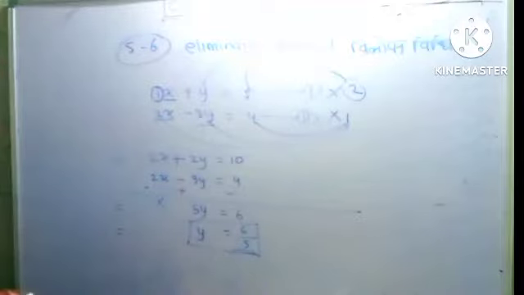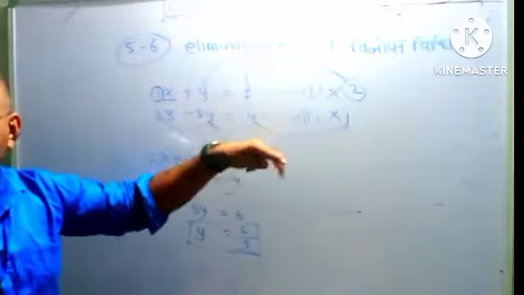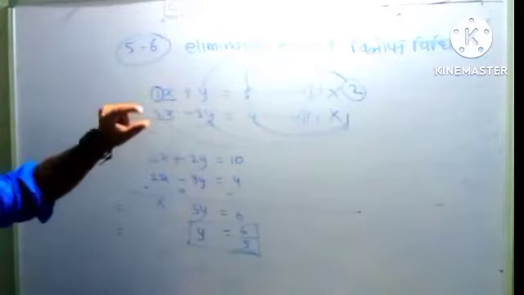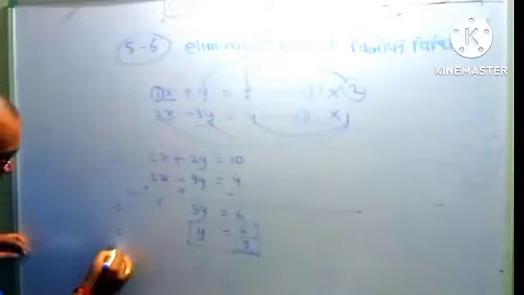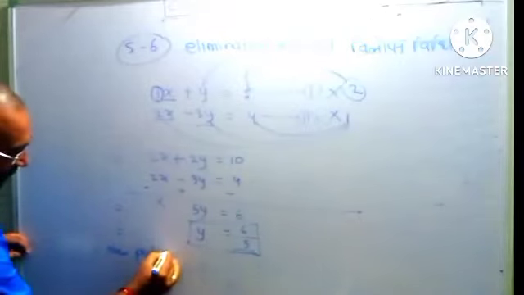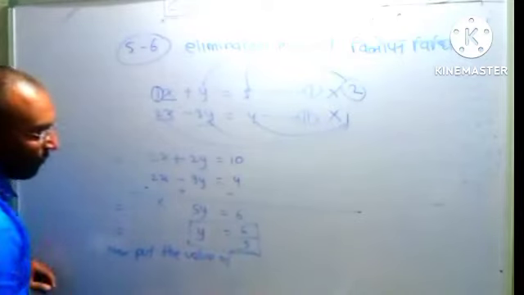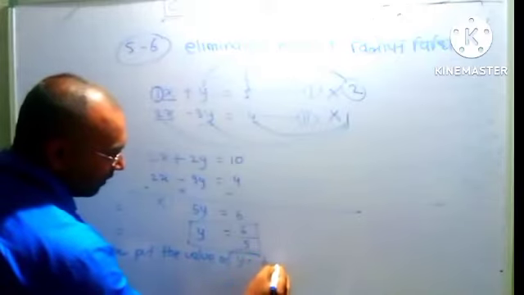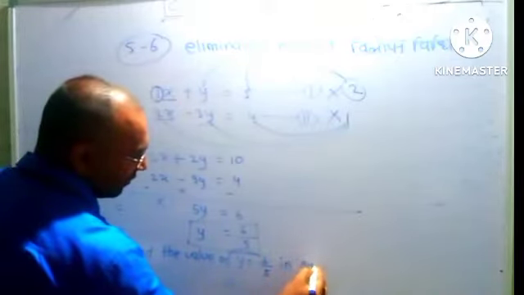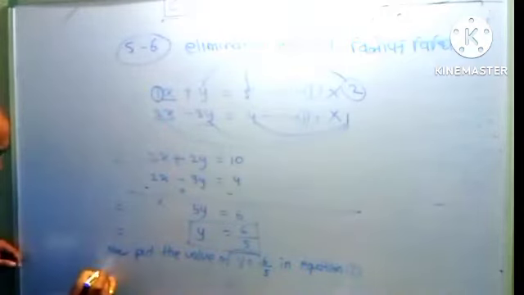Yes, sir. Now we have to substitute the value of this y either in equation 1 or in equation 2. Whichever is easier for you, but always just put in equation 1. Okay, either in equation 1 or in equation 2. So what to write down now? Put the value of y is equals to 6 divided by 5 in equation 1.